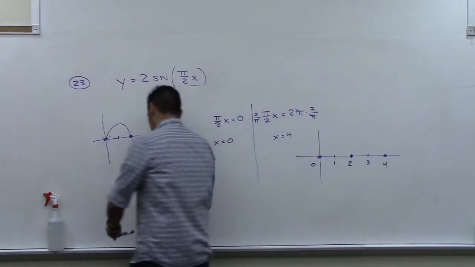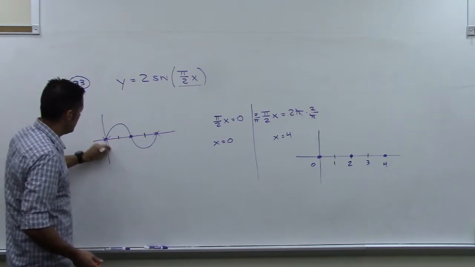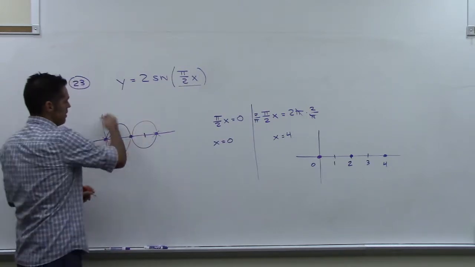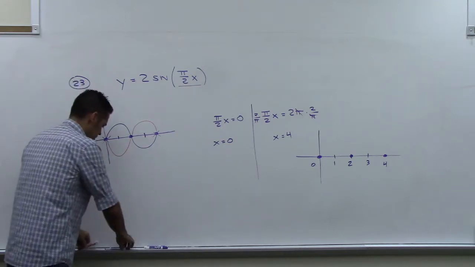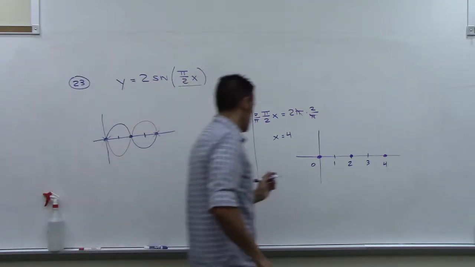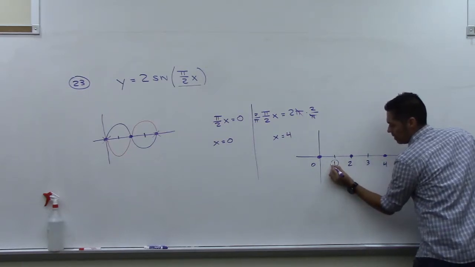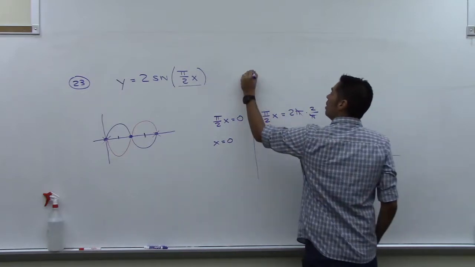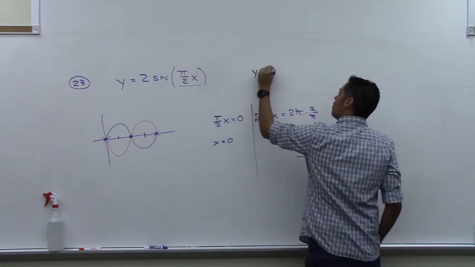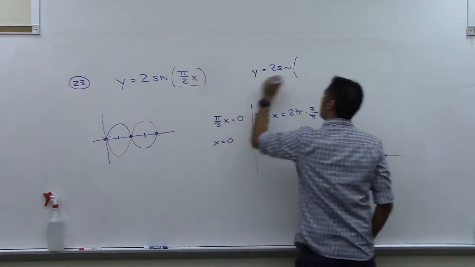Now it's just a matter of determining how high this thing goes and whether it goes like this, or like this. To do that, I'm going to take this point, and I only need one of them. I'm going to take this point, x is 1, and plug it into the original function. So if I plug in 1 for x, I get y equals 2 sine of pi over 2.